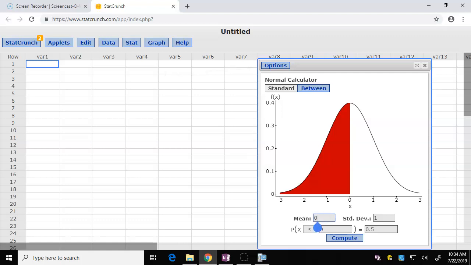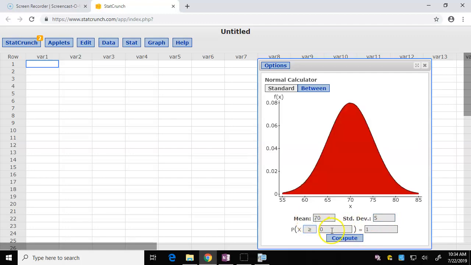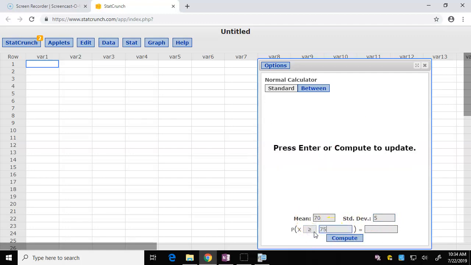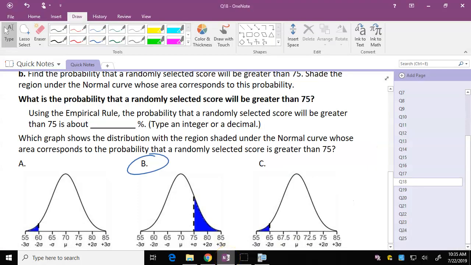So, what was our mean? 70. What was our standard deviation? 5. And we want to be less than or greater than? Greater than. And what number? 75. It says round to 2 decimal places. 0.16, right? There you go. And what's the percent? So it is 16%.